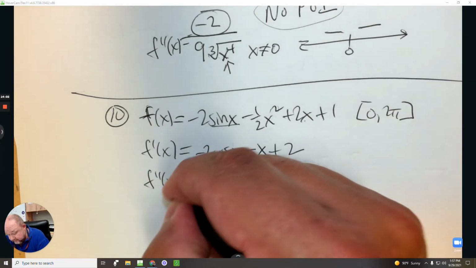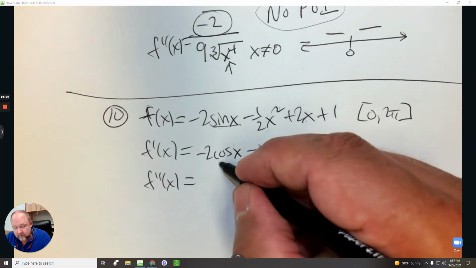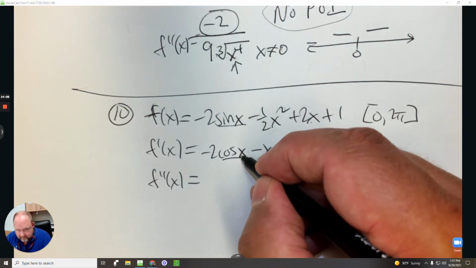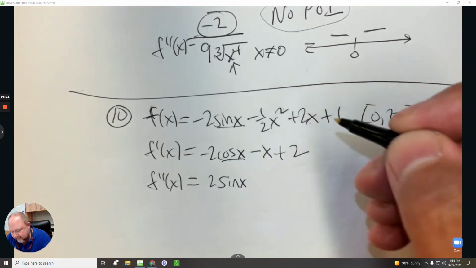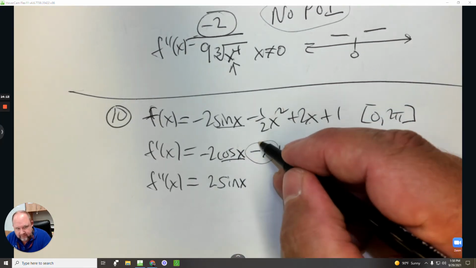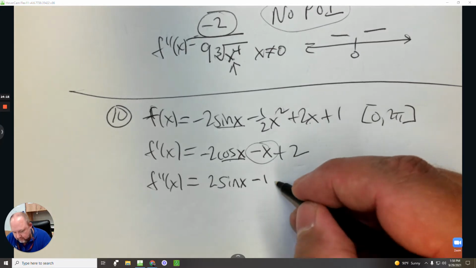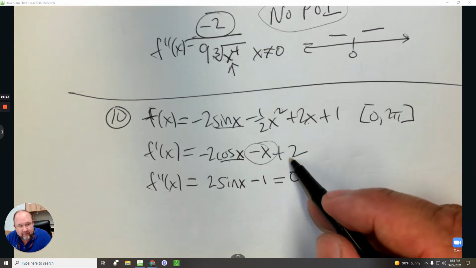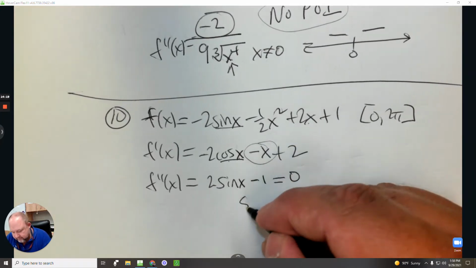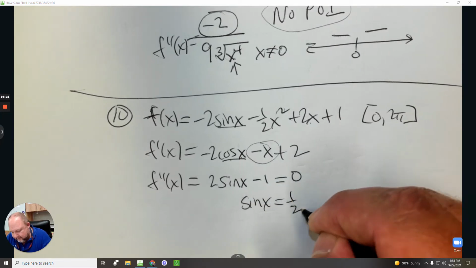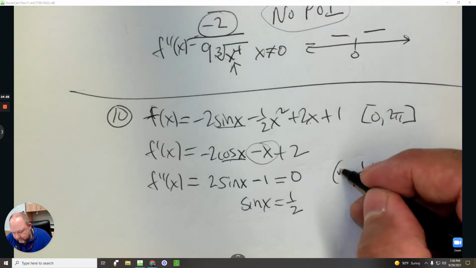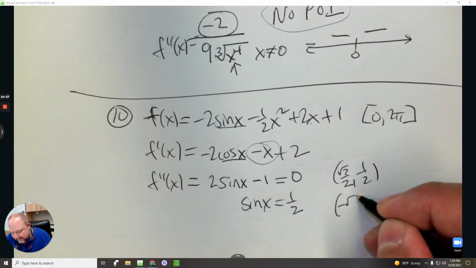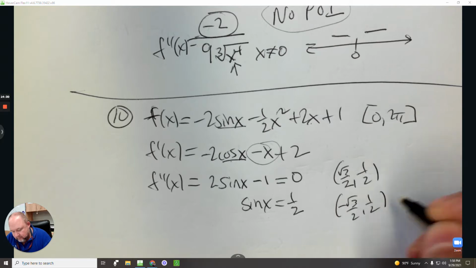Take the second derivative. So the derivative of cosine is negative sine. So a negative times a negative makes it positive 2 sine x. The derivative of negative x is negative 1, and that's equal to 0. And the derivative of 2 is 0. So we're going to solve this. We're going to add 1 and divide by 2. So the y-coordinate is 1/2. So it's either root 3 over 2 or negative root 3 over 2 and 1/2.